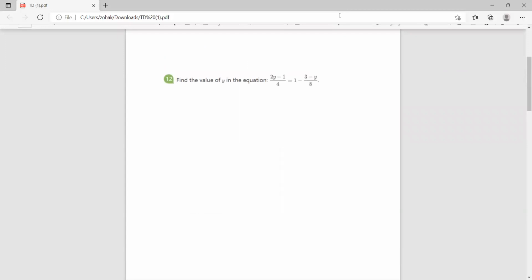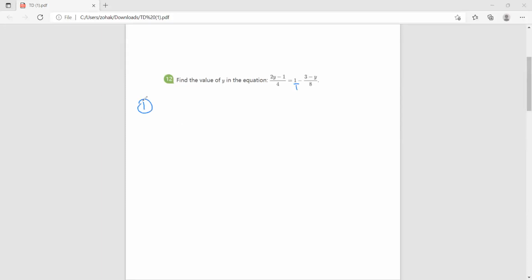So our question number 12 is again very, very similar. So we've got 1 over here, we can just put that as 1 over 1. Then we're going to be working out the LCM of the denominators. So we're working out the LCM of 4, 1 and 8, which of course is going to be 8, right? And then we're going to be multiplying each of the terms by 8. So (2y - 1)/4 multiplied by 8 is equal to 1 over 1 multiplied by 8, which is just 8, minus (3 - y)/8 multiplied by 8.